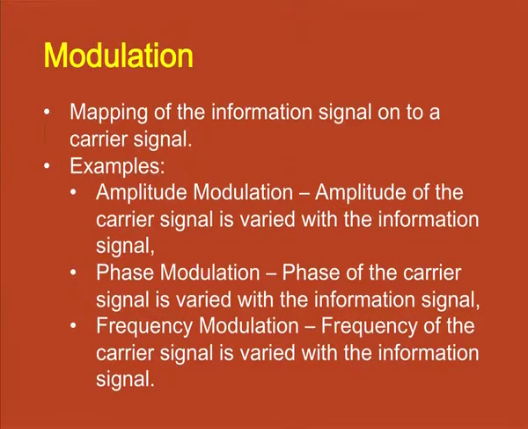Based on which parameter of the carrier has been varied by the information signal, we have three different kinds of modulation techniques. Amplitude modulation, where the amplitude of the carrier signal is varied with the information signal. Phase modulation, where the phase of the carrier signal is varied with the information signal, and frequency modulation, where the frequency of the carrier signal is varied with the information signal.